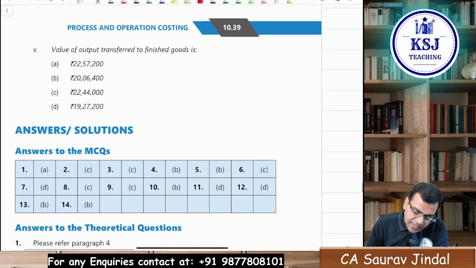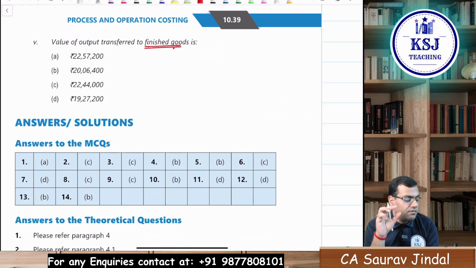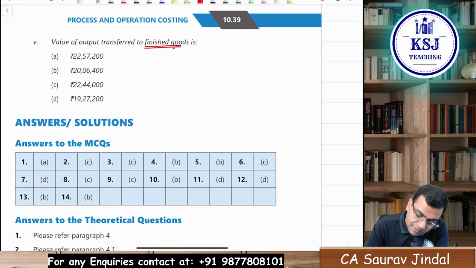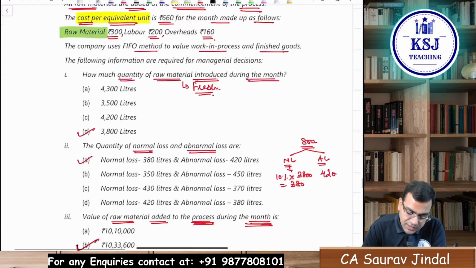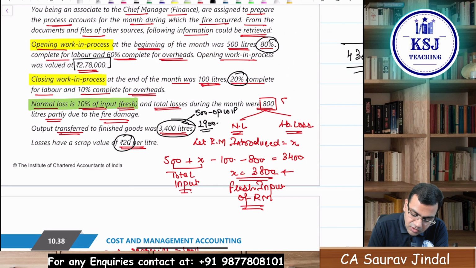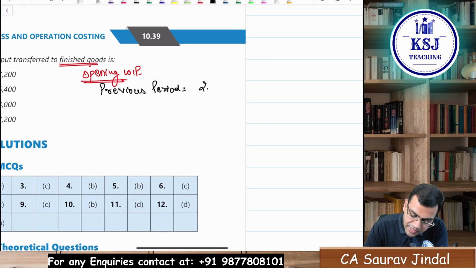Correct. Then they are asking for value of output transferred to finished goods. Now, finished goods valuation will involve two parts. One is regarding the opening WIP. In case of opening WIP, some cost is incurred in the previous period. What is that cost which is incurred in the previous period? It is given as 2,78,000. And there is certain cost which is incurred in the current period.